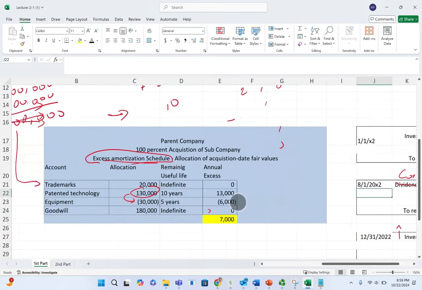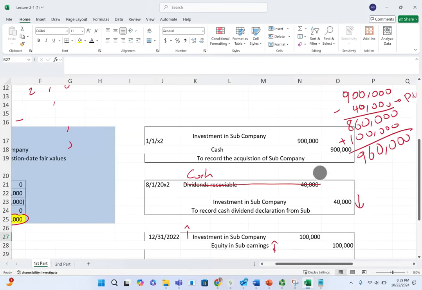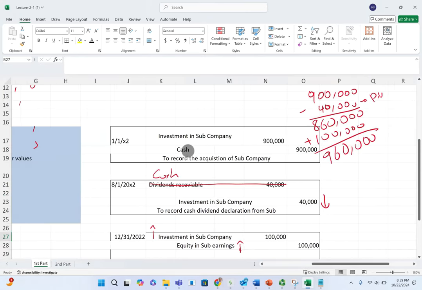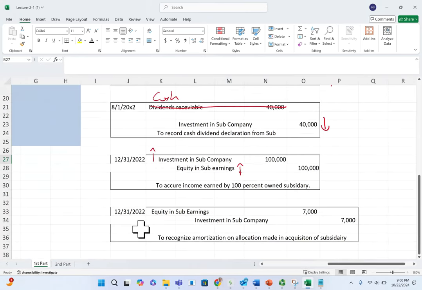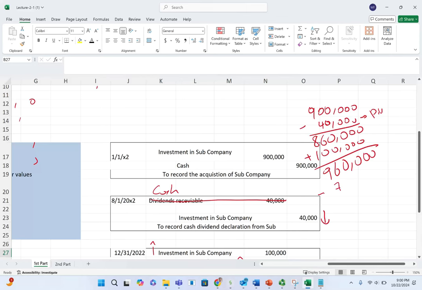Remember what we have to do. We have to amortize an additional 7,000. Therefore, since we have to amortize, we have additional expenses, we have to debit equity in sub earnings, basically reduce it because of the expense of 7,000, and reduce the investment as well. Therefore, we reduce the investment by 7,000. And what does that mean? It means 953 was the balance in the investment account.